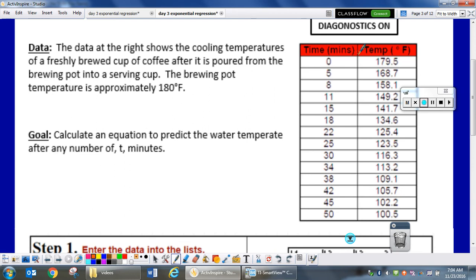cup of coffee after it is poured from the brewing pot into a serving cup. The brewing pot temperature is approximately 180 degrees Fahrenheit. So when you take your coffee and first pour it, it starts at about 180 degrees Fahrenheit. As time goes on, the temperature of the coffee obviously goes down. So we would expect this to be decay.